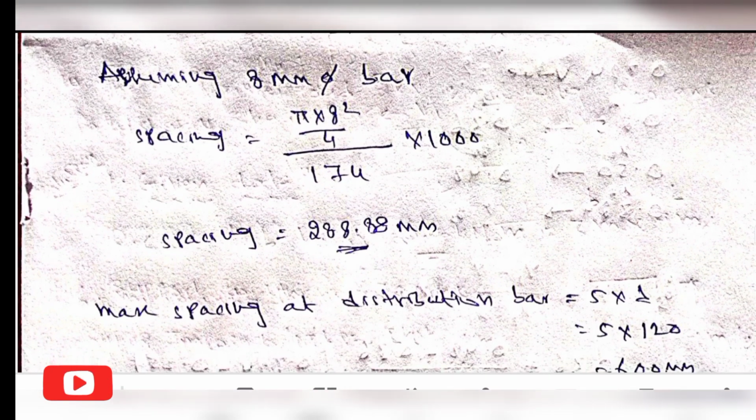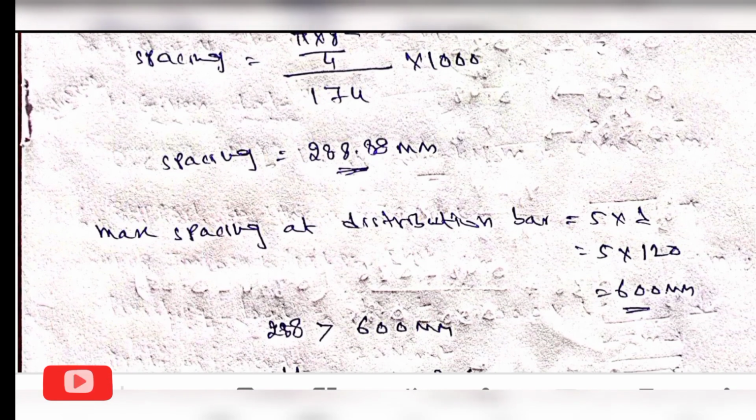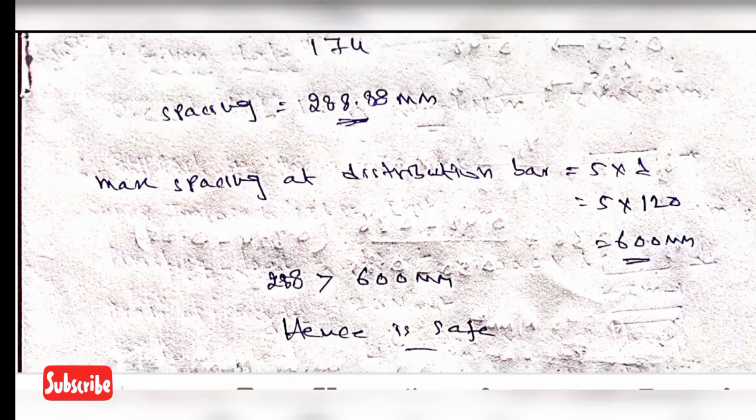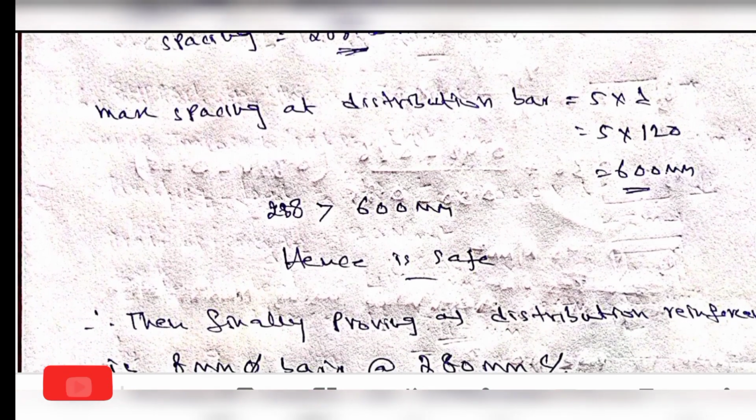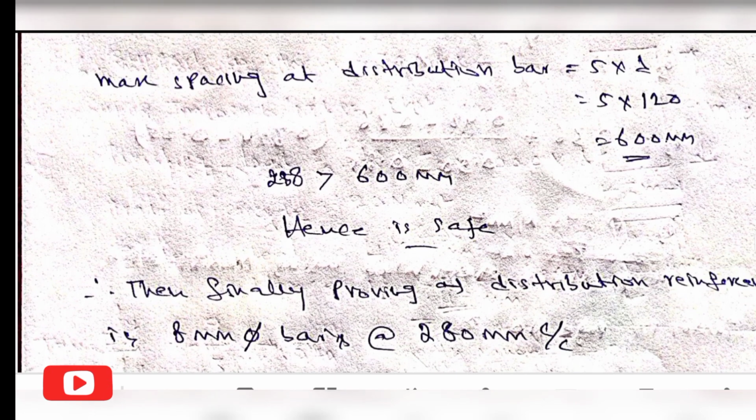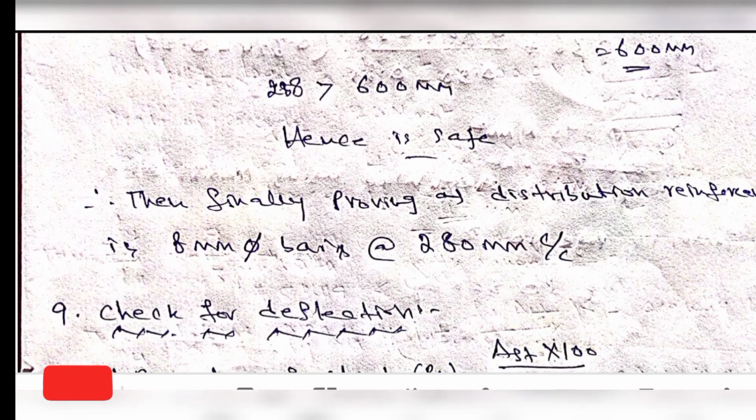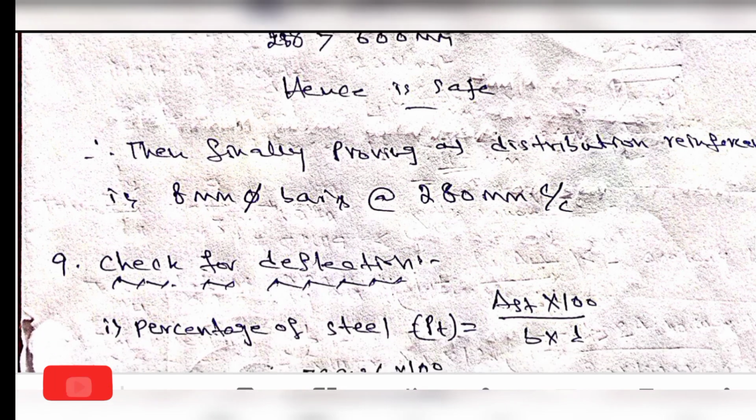Then maximum spacing for distribution bars is 5 into D. Again, tension reinforcement maximum spacing is 3 into D. Then maximum spacing of distribution bar is 5 into 120, which is 600 mm. Then finally providing as distribution reinforcement 8 mm dia bars at 280 mm center to center.